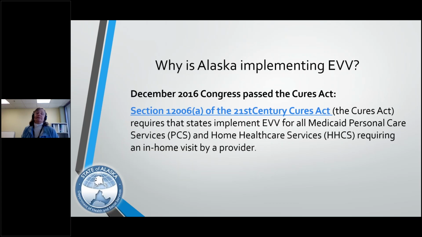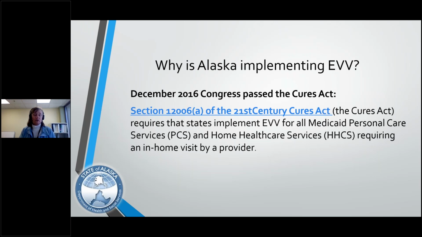So why are we implementing electronic visit verification in Alaska? The biggest thing you should know is that in December of 2016, Congress passed the Cures Act, and it basically, you can read here for yourself, says that any service like personal care service or home health services that requires an in-home visit by a provider must have an electronic visit verification system, which we will explain to you what that actually means.